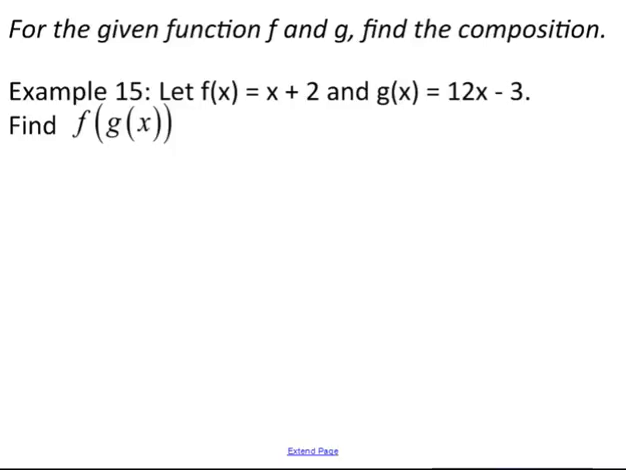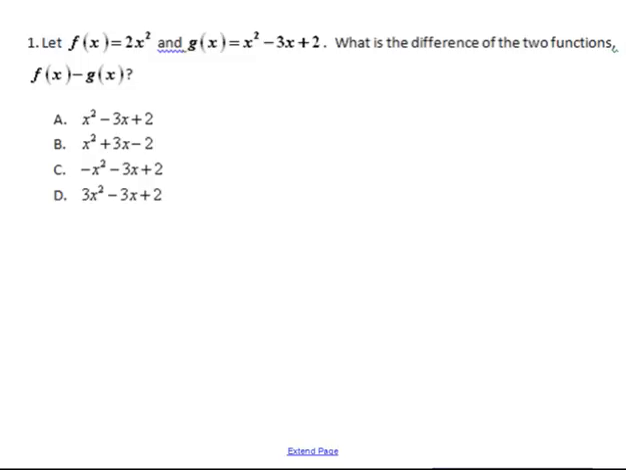Example 15, I'm going to have you try and work that one yourself. And this is a sample question from the school district exam. Notice they used different notation than I did. This says f of x minus g of x.